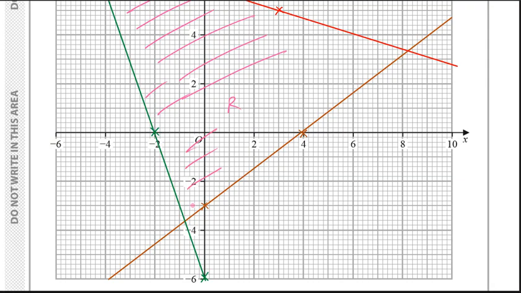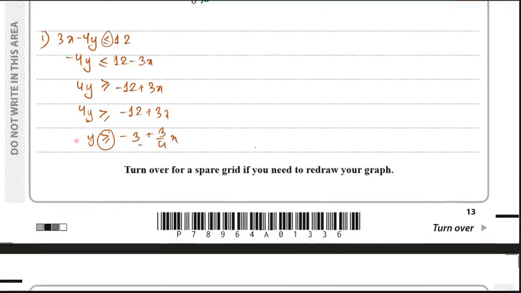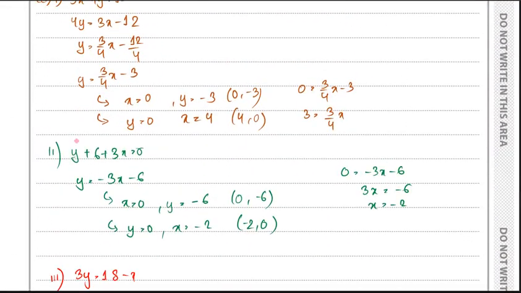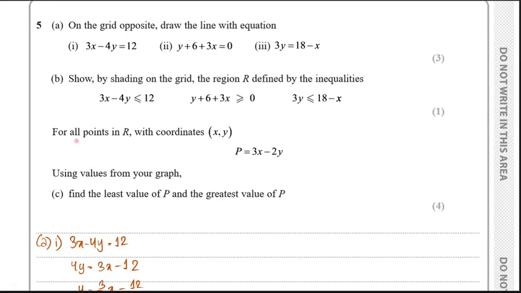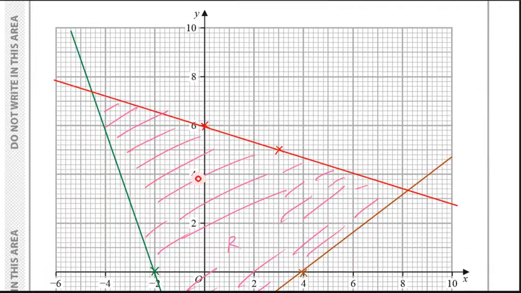This is R. So this is the shaded area for this question. And now, for all the points in R with coordinates x, y, and p, they have given another equation, p equals 3x minus 2y. Using your values from the graph, this is very important, find the least value of p and find the greatest value of p. So R is the shaded region, so you have to use the intersection coordinates here.